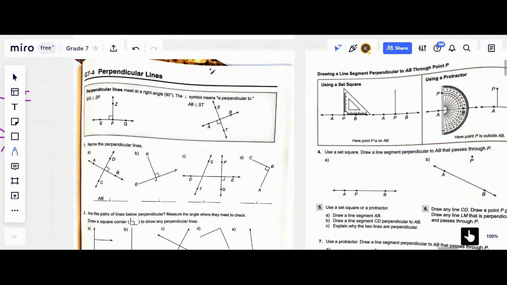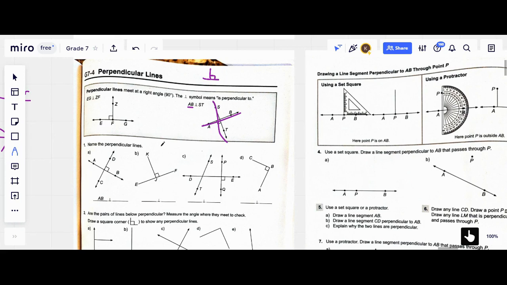And this symbol, an upside down T, means perpendicular. So in order for something to be perpendicular, they both have to be lines. So we identify a line with two letters. This tells us that line AB, it's this one here, is perpendicular to line ST. Or here we have EG is perpendicular to ZF.